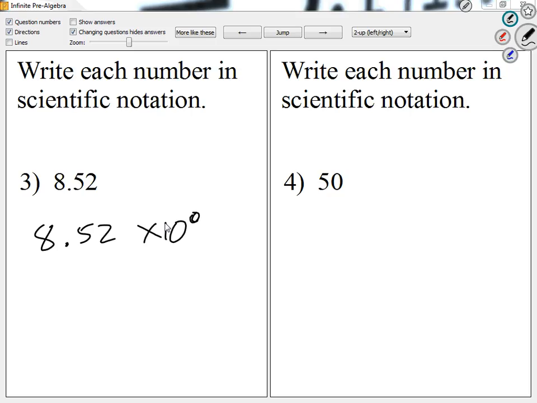Alright, let's take a look at 4. Where will you place the decimal to make this between 1 and 10? And the 5, so 5.0 times 10 to the what? To the 1. Because it's going to start there and have to go towards the end. Every time we don't see a decimal point, like the number 4, we assume it's at the end. So 5.0 times 10 to the 1.